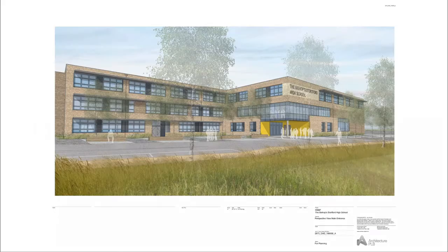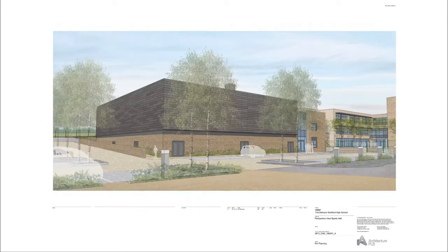Here's a photo montage indicating the main entrance to the south, showing the windows are covered above by a brise soleil to introduce some solar screening. And you can see there some of the detail around the entrance. The next slide shows the sports hall with the rain screen at the upper level, with the different colours to add some subtle contrast and complementary use of colour for the sports hall.